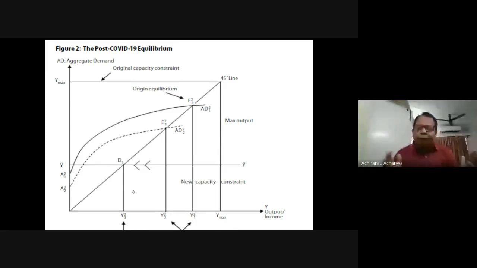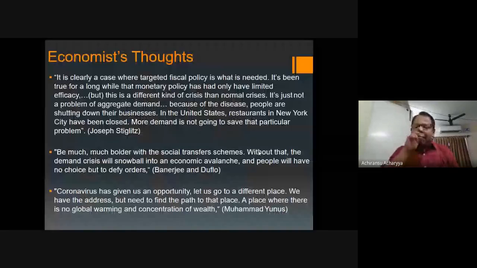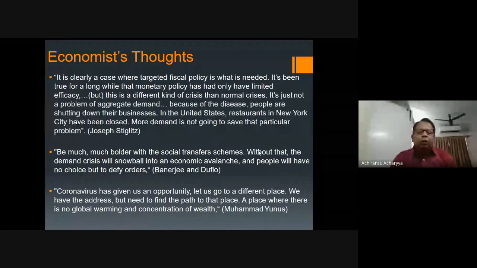And if you look at both, then you will end up at D1 and Y23, which is much lower than just looking at the demand constraint, which is your Y23 and E21. Right. So that is the argument that I pose here, that look at the supply constraint also, not only the demand constraint. And I will end because I think I'm almost at 1 hour. So I'll end with some thoughts of people who are very famous or Nobel laureates. So let me just talk about what they think.